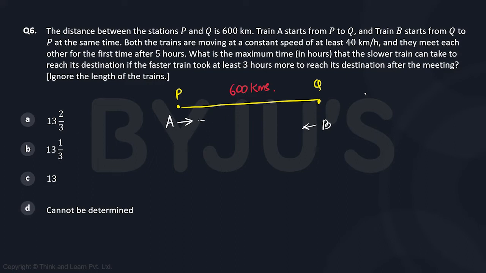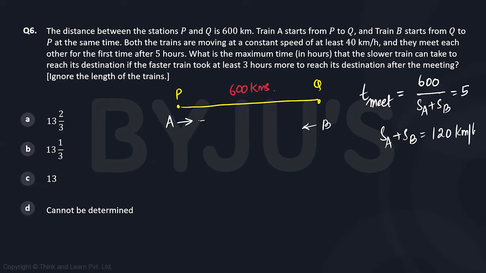So using relative speed, we know that the time taken by two bodies to meet if they're traveling in the opposite direction is given as the distance between them divided by the sum of their speeds. Suppose SA and SB are their respective speeds. And this is given to us as 5 hours. So from here, we get the sum of the speeds as 600 by 5, which is 120 kilometers per hour.